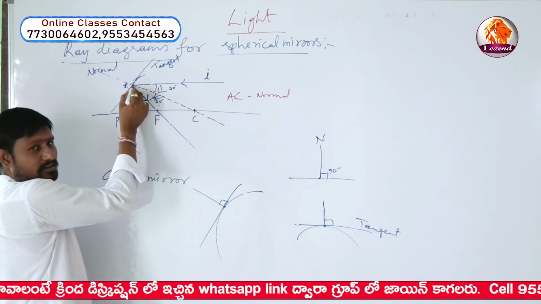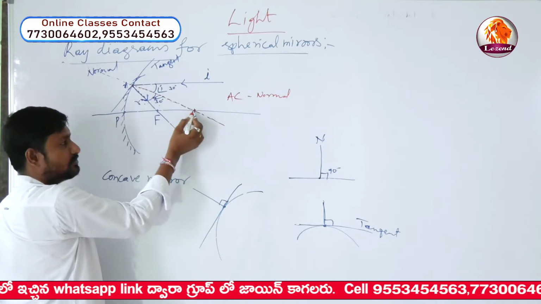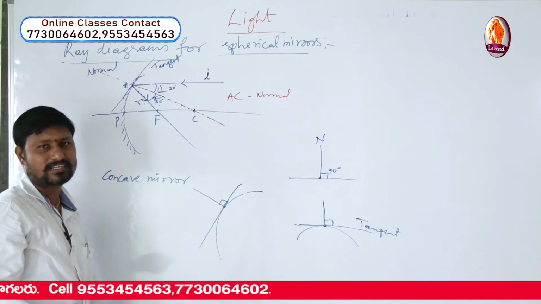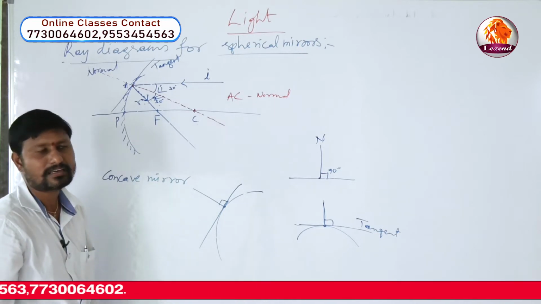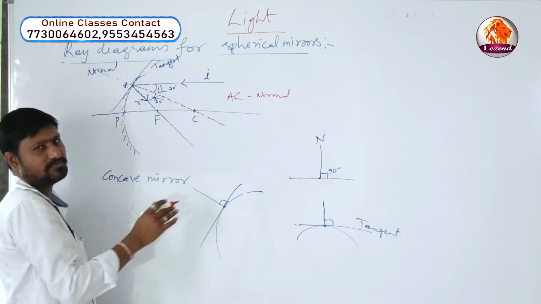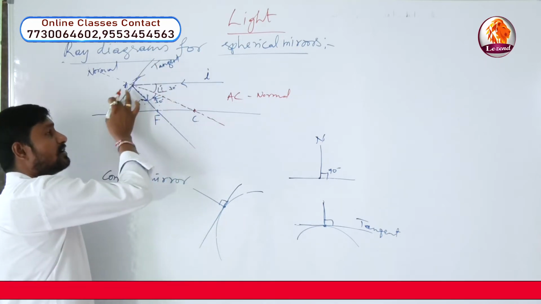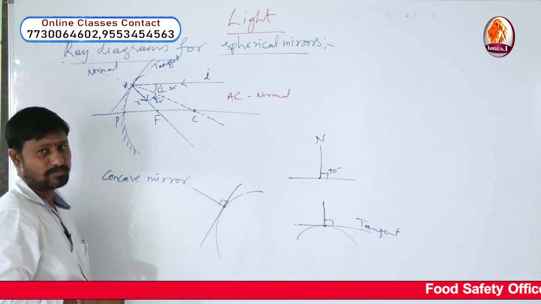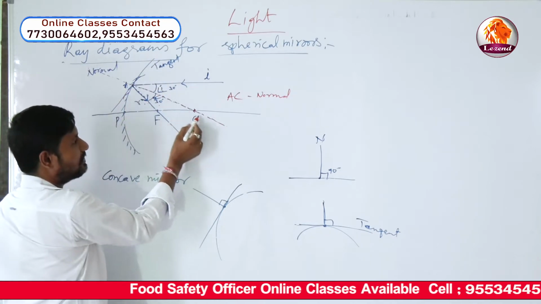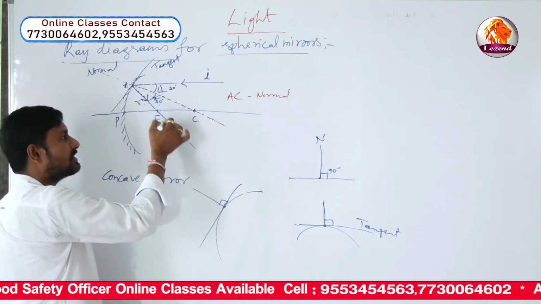I have taken the incident ray from this point of incidence by joining the center of curvature. We have drawn the line in dotted lines, that is becoming the normal AC. So we can measure the angle of incidence, and with the same angle we can draw the reflected ray. And here we have not drawn any tangent, that point you should remember. So without drawing the tangent we can draw the normal and we can draw the reflected ray.